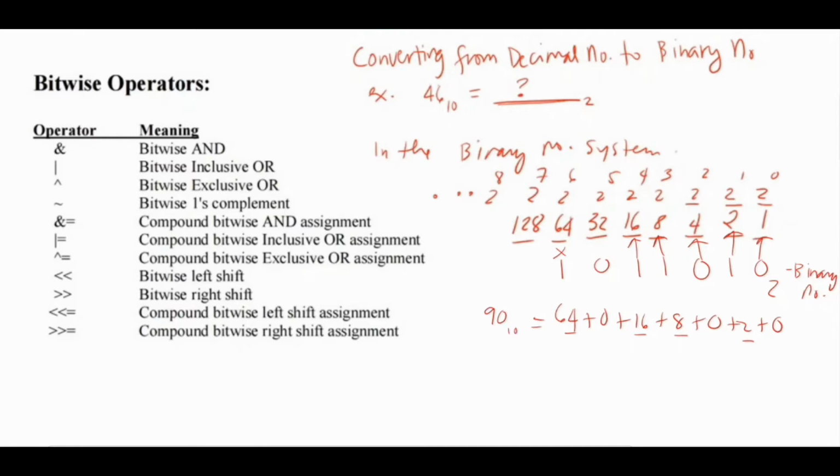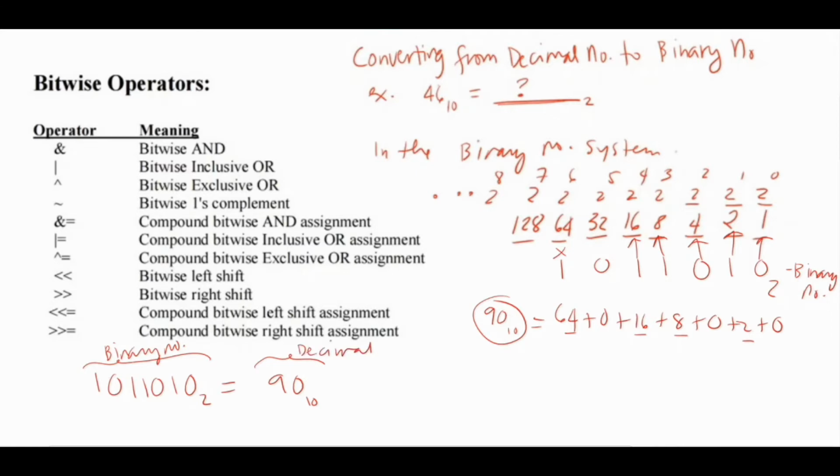This is base 10. Therefore, the binary number 1011010 is equal to 90 in decimal form. So again, this is the binary number, and the equivalent in decimal form, or in the decimal number system, is 90.